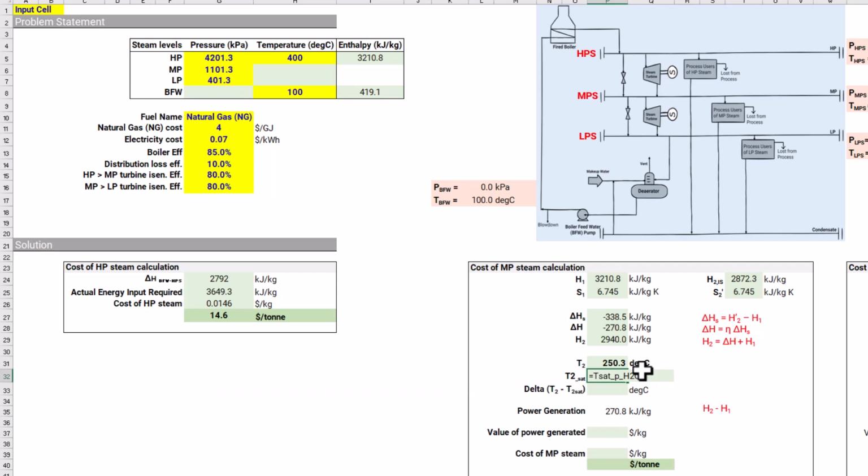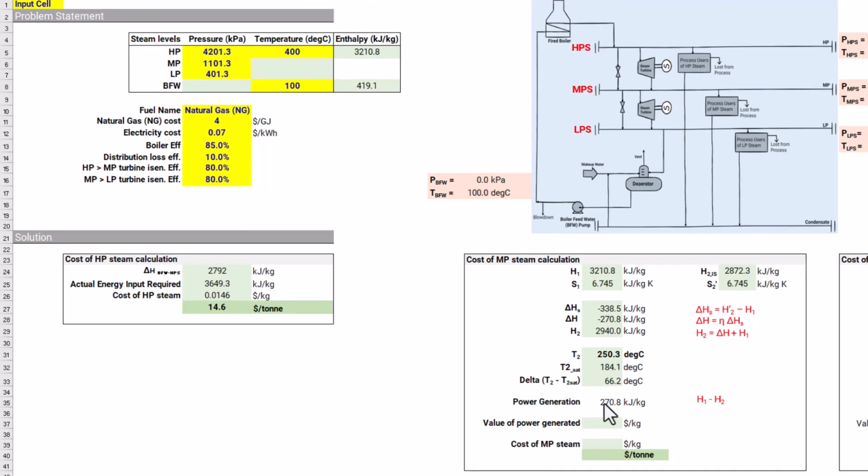for the given pressure of water, so 184.1 is actually the saturation temperature of this medium pressure steam. So it is a good amount of superheating. So how much it is, you can see 66.2 degrees centigrade of superheating is there in medium pressure steam.